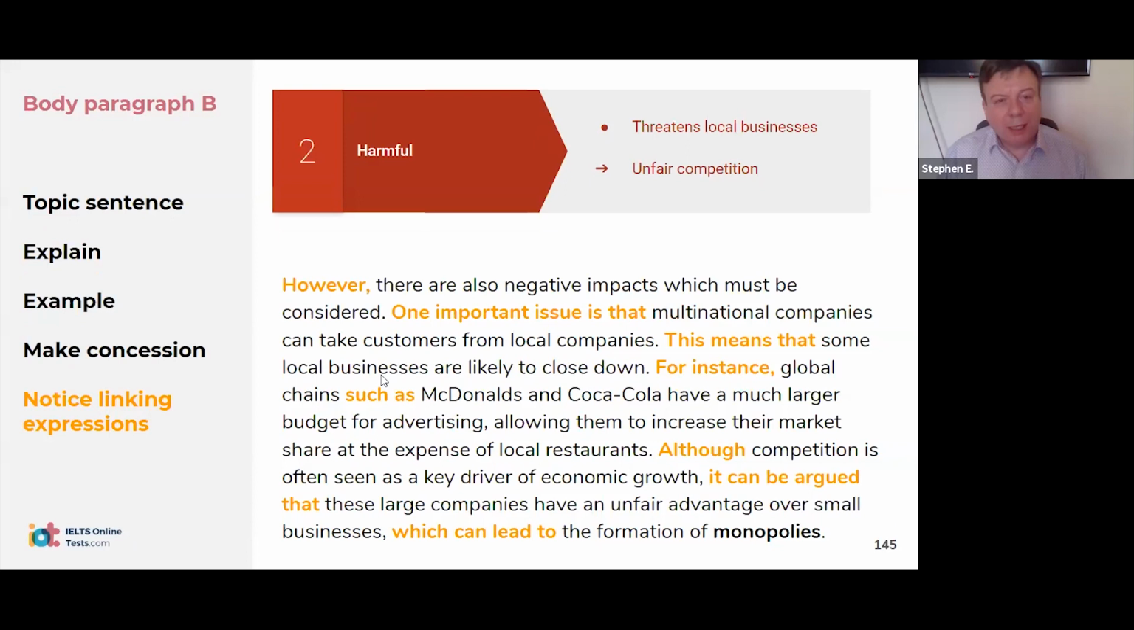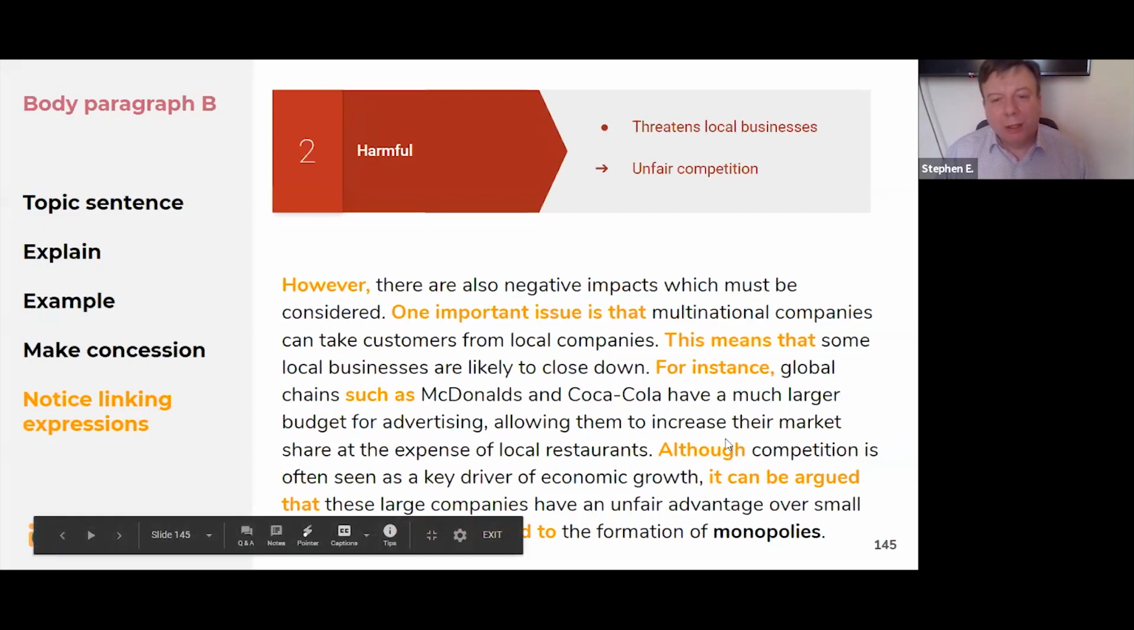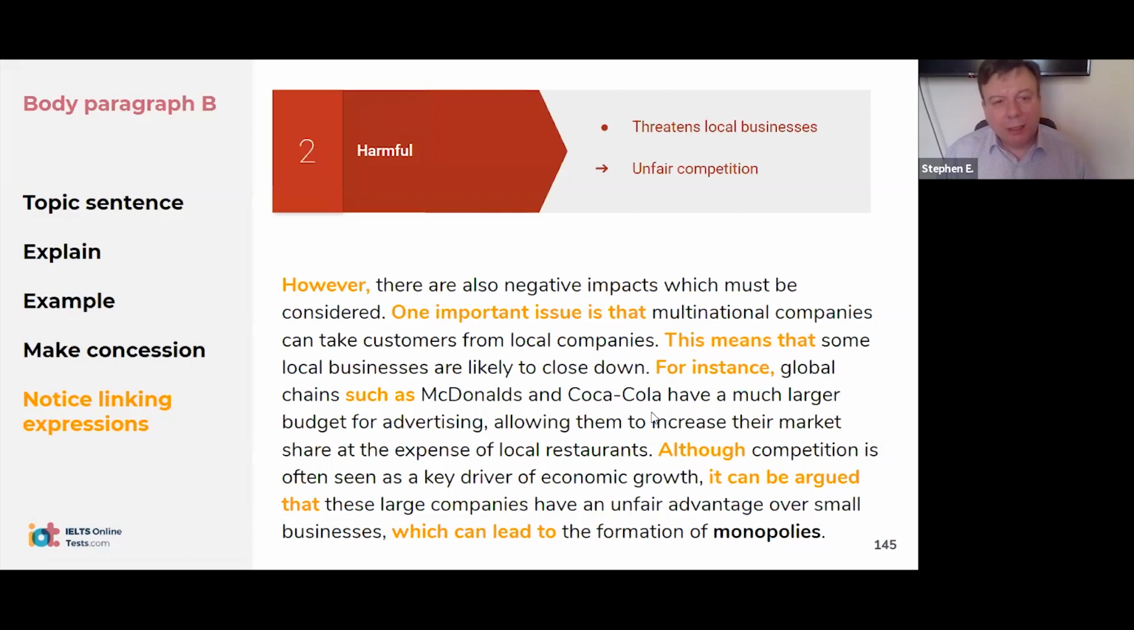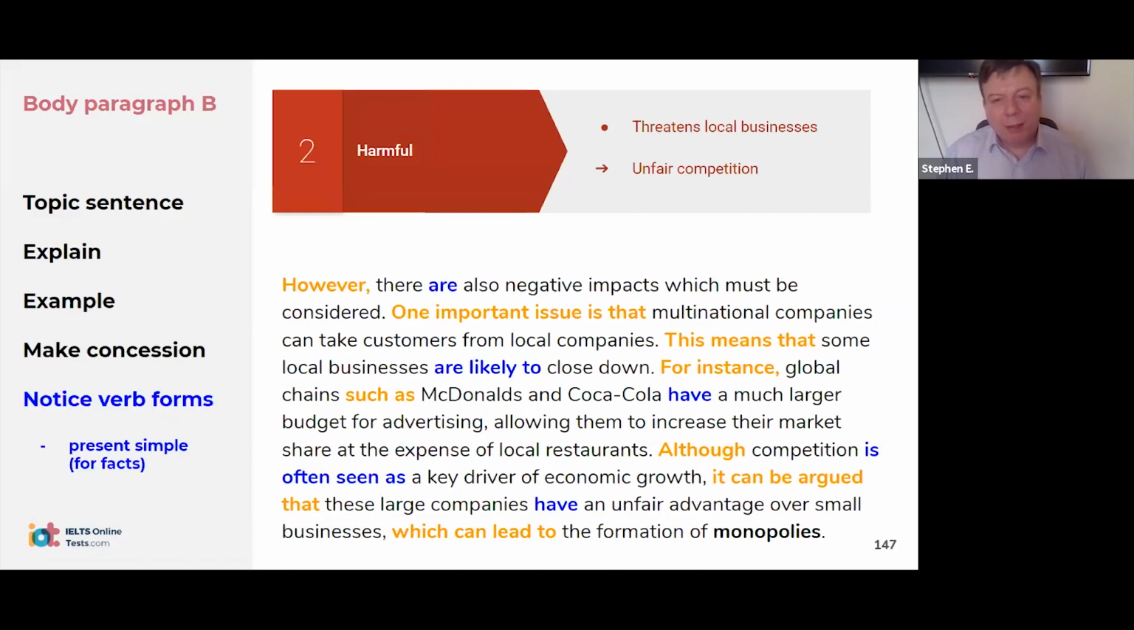So we'll have a look at it again. Good linking expressions, however, so you did give me some other good examples, so that's good. One important issue is that this means that, for instance, such as, although, it can be argued that, which can lead to. So once we finish the conclusion, you can have a look at the whole essay. Verb forms, so we've got present simple there for facts, are likely to, or have a much smaller, often seen as. And then modals for possible effect, can lead to, can take.